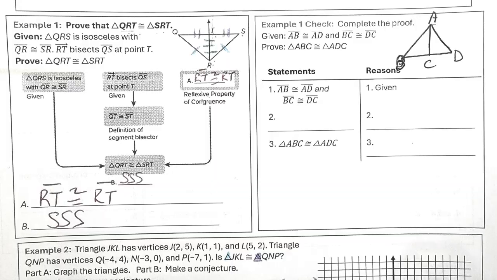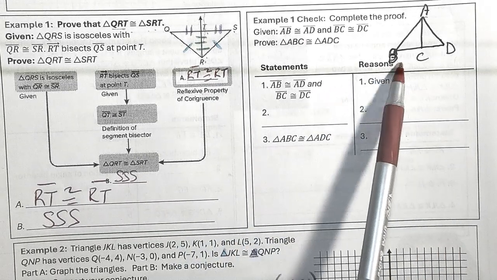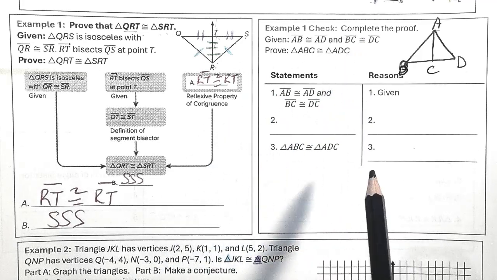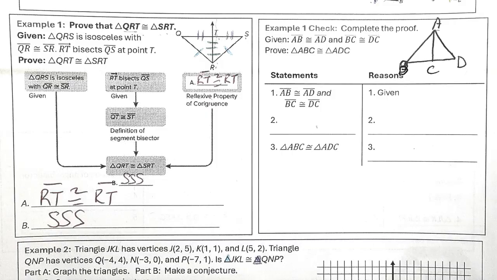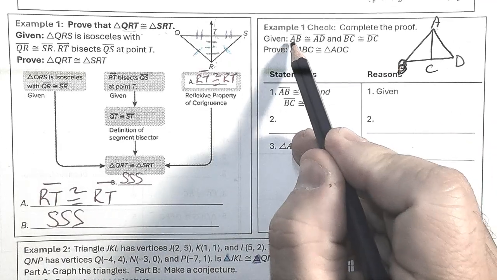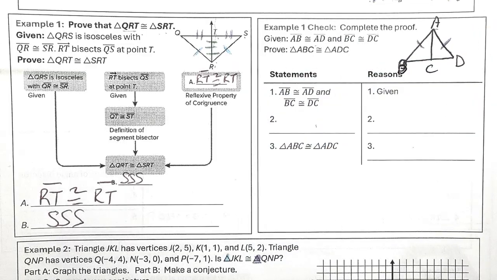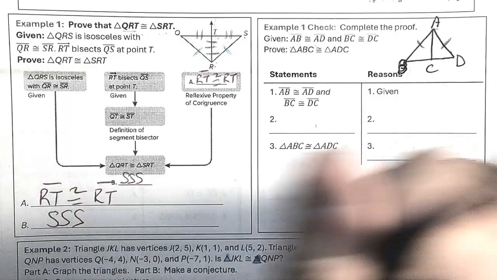Okay, so example 1 check. It's missing a picture, so I drew it in here for you. Because of that, I'm just going to mark our given and turn you loose. You have 2 blanks here. Since we don't have a word bank, I'm going to at least fill in the one side. I hope I can get you far enough. So, given AB is congruent to AD, so AB, AD, we mark those. All right, BC is congruent to DC, so BC to DC.